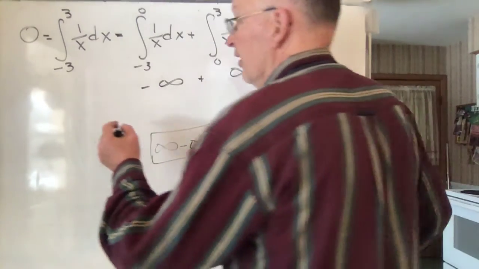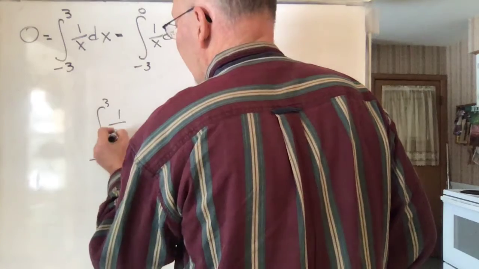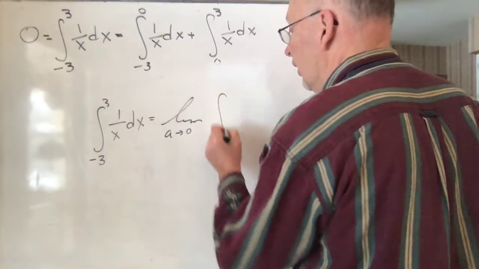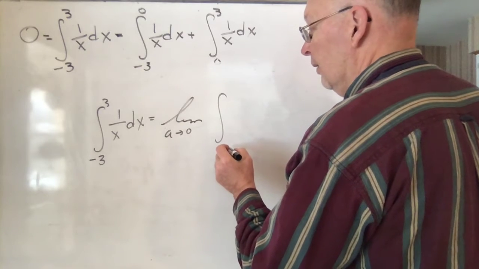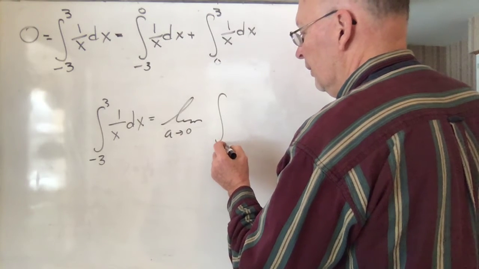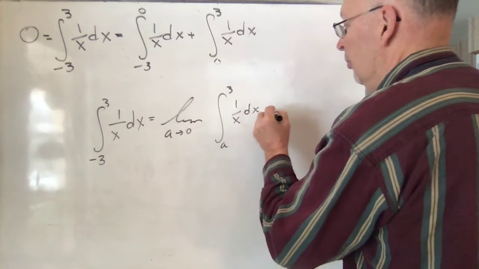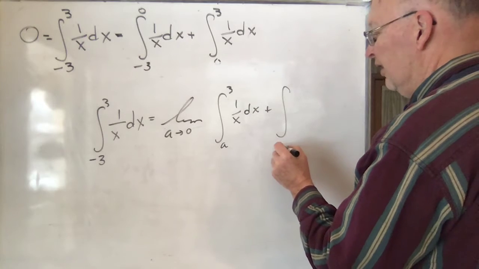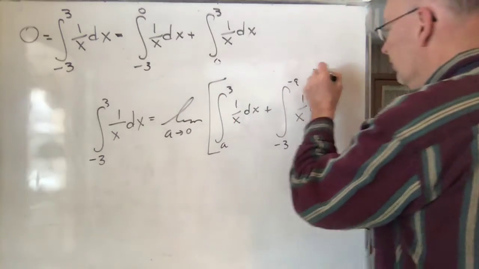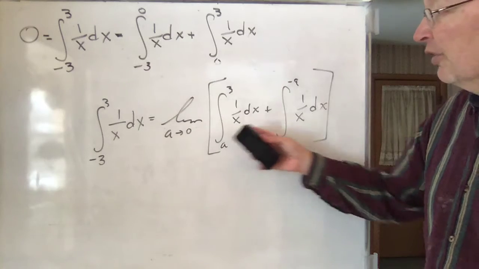There are people that say that this thing, by definition, the integral from -3 to 3 of 1 over x dx, is equal to the limit as a approaches 0 of the integral from a to 3 plus the integral from -3 to -a, and you keep those together, so that this value and this value are exactly the same, one being the negative of the other. Then as a goes to 0, this answer would be 0.